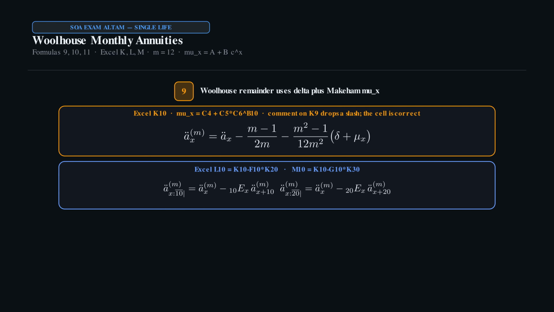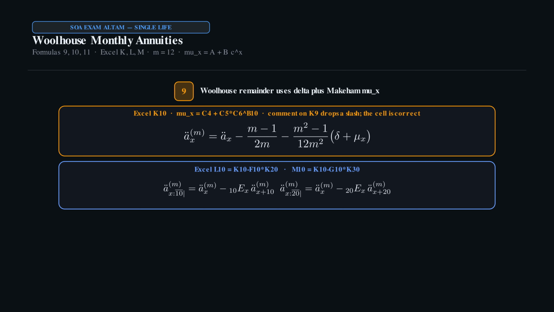Formula 9 is Woolhouse. Monthly A is annual A minus (M minus 1) over 2M minus (M squared minus 1) over 12M squared times (delta plus mu x). M is 12, so the first correction is 11 over 24, about 0.4583. Mu x is Makeham A plus B C to the x, the same A, B, C as column C. The K9 comment drops a slash in the remainder. The cell formula is the correct 12M squared form.